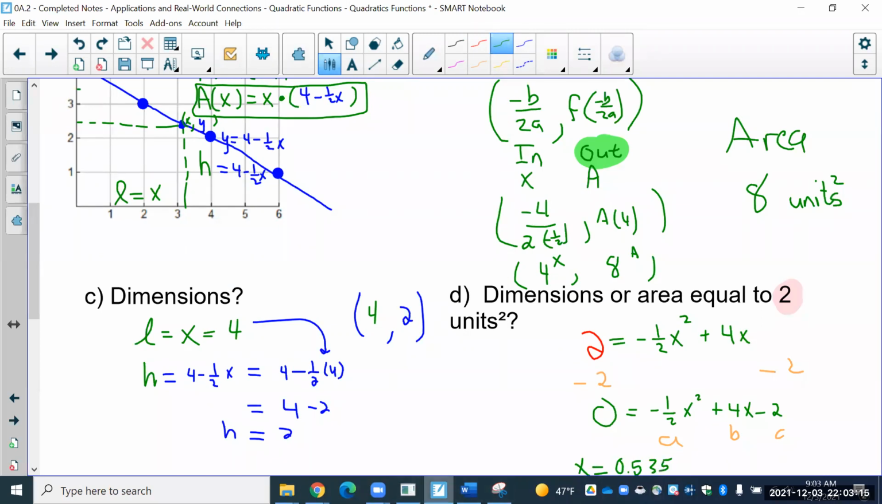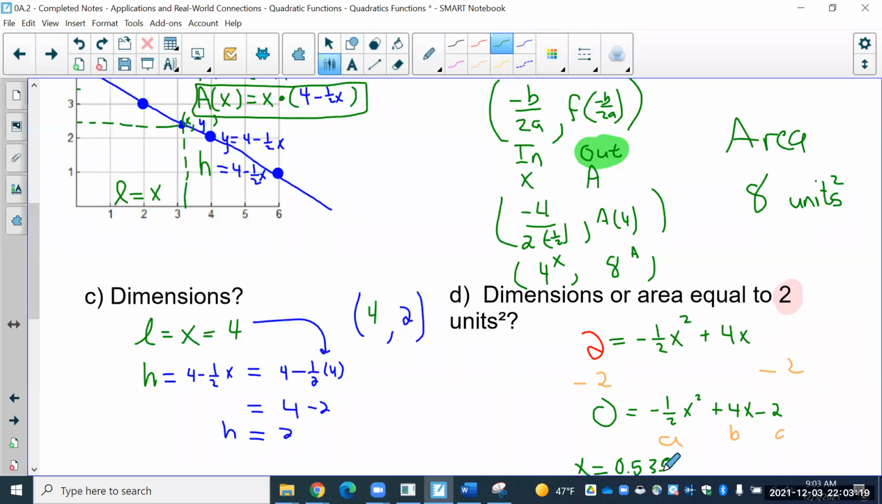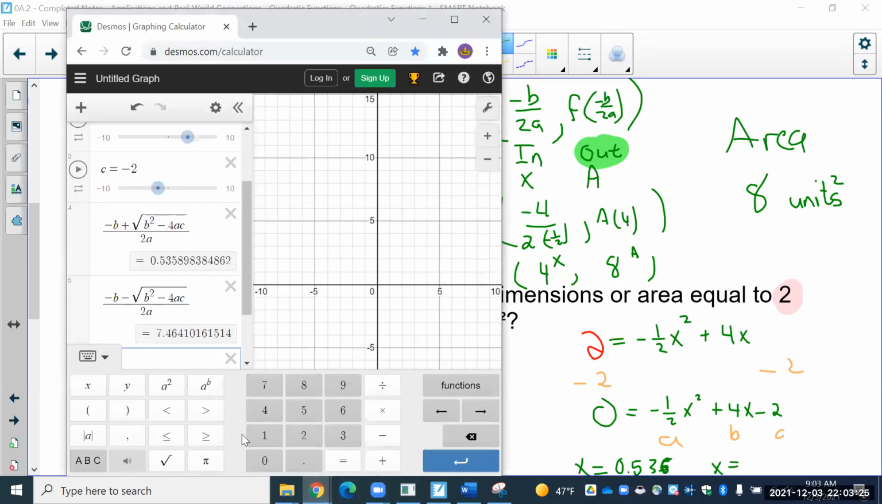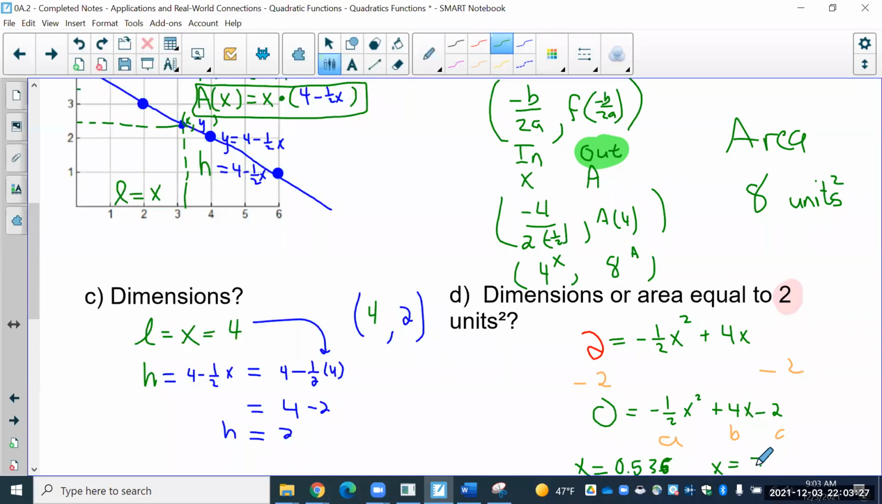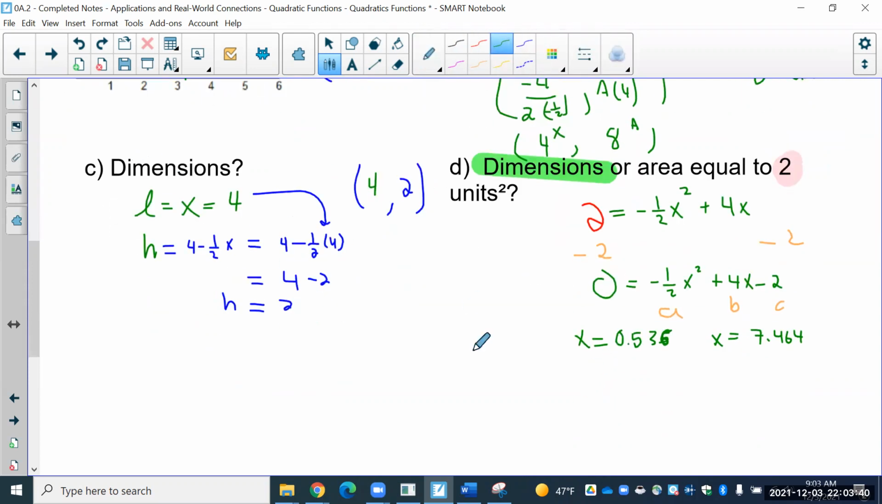0.535, okay? Super important to understand what we're doing. It's actually 0.536 if you round to 3 decimal places. And the other answer is X is equal to 7.464. These are not the dimensions, right? The problem asks for specifically the dimensions. This is only X. Now, the good news is X is L, right?